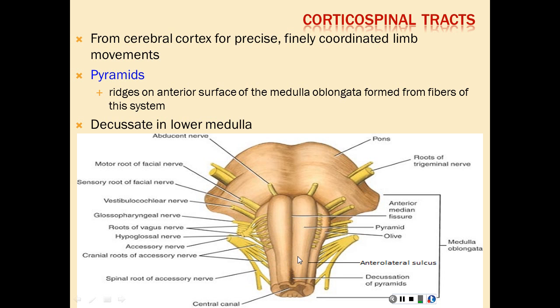Now most of these fibers decussate in the lower medulla and form the lateral corticospinal tract on the contralateral side of the spinal cord. A few fibers remain uncrossed and form the anterior corticospinal tract on the ipsilateral side. However, these fibers decussate lower down and still control the contralateral side.